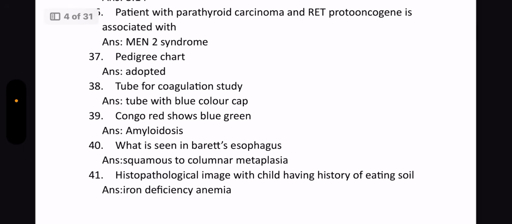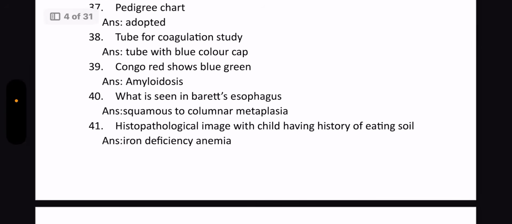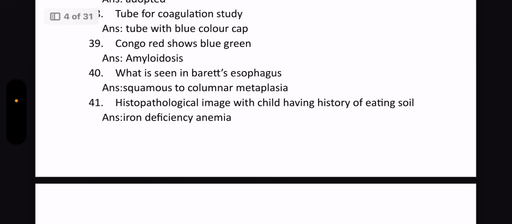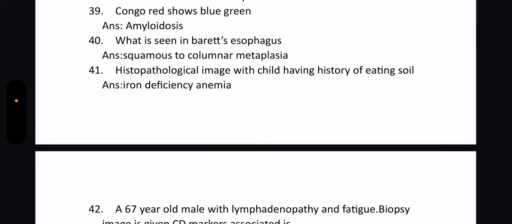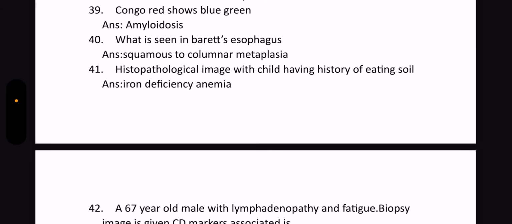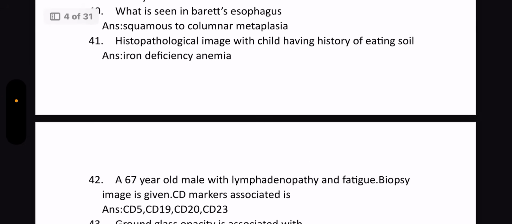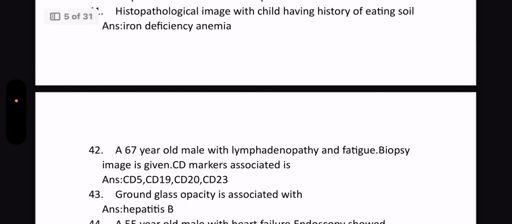Next, patient with parathyroid carcinoma and RET proto-oncogene is associated with MEN2 syndrome. Next is a pedigree chart. Answer is adopted. Next, tube for coagulation study. Answer: tube with blue colored cap. Next, Congo red stain shows apple-green birefringence. Answer is amyloidosis. Next, what is seen in Barrett's esophagus? Answer: squamous to columnar metaplasia.